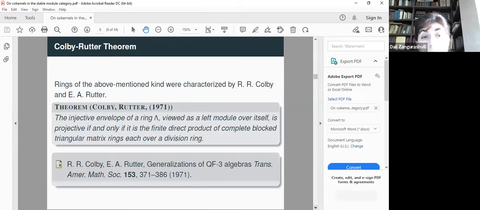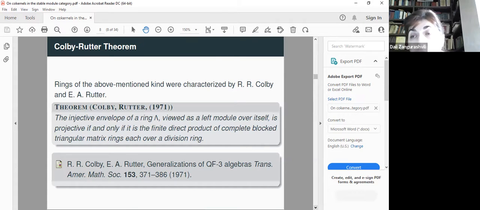They proved that a ring satisfies this condition if and only if it is a finite direct product of complete block triangular matrix rings, each over a division ring. And what is a complete? They call the complete block triangular matrix rings.